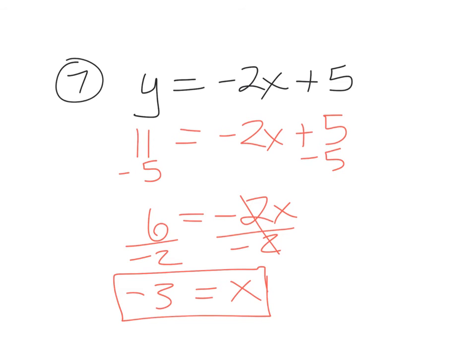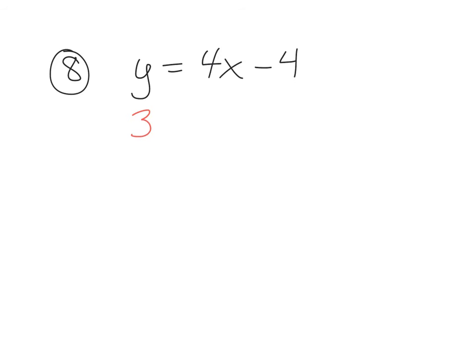Okay, let's do one that's a fraction. So in your books, this is number 8 on the guided practice. The output of a function is 4 less than 4 times the input. So how am I going to write this equation? 4 less than 4 times the input. 4x minus 4. Is Ben correct? Yes. y equals 4x minus 4. It says find the input when the output is 3. So I'm going to say 3 equals 4x minus 4.